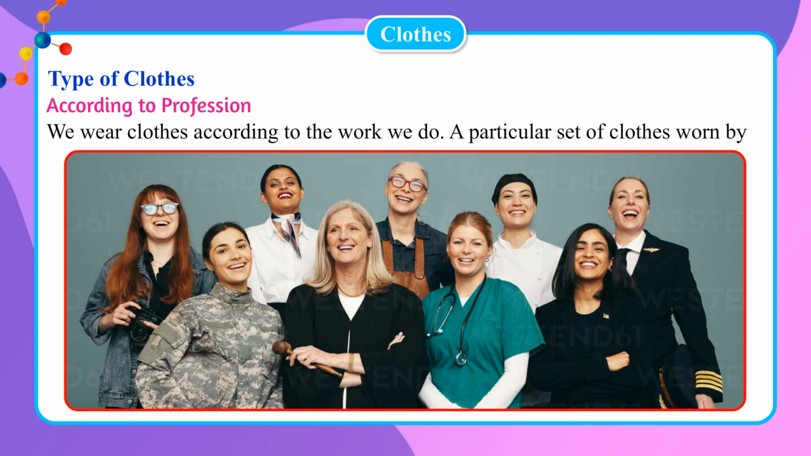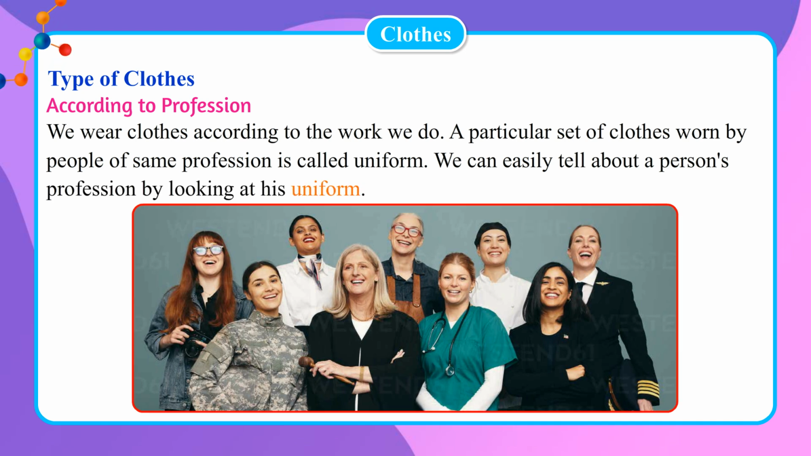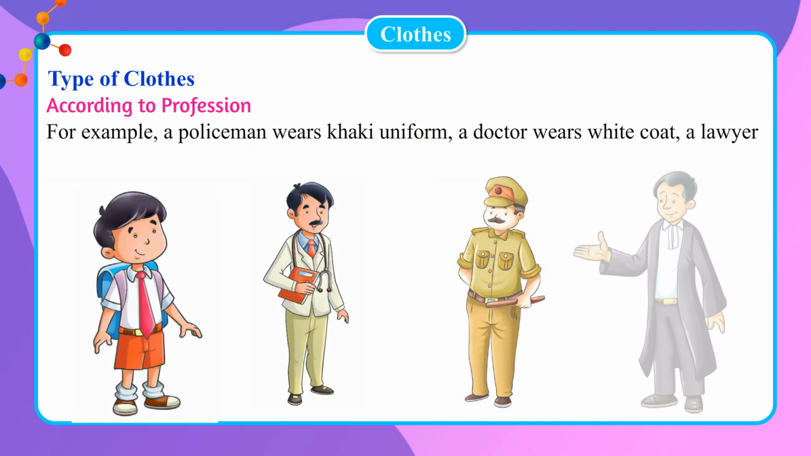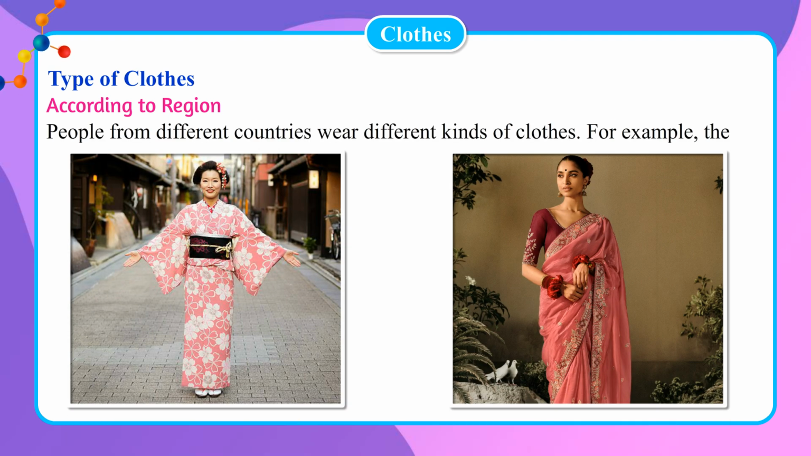According to profession, we wear clothes according to the work we do. A particular set of clothes worn by people of the same profession is called a uniform. We can easily tell about a person's profession by looking at his uniform. For example, a policeman wears a khaki uniform, a doctor wears a white coat, a lawyer wears a black coat, and a student wears a school uniform. According to region, people from different countries wear different kinds of clothes.